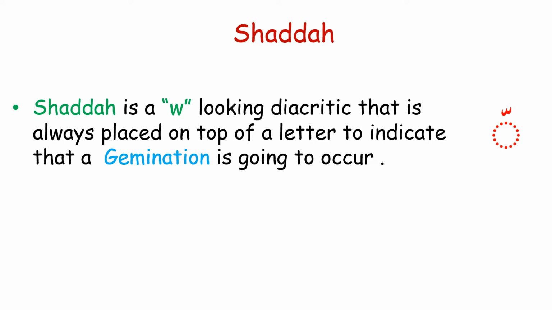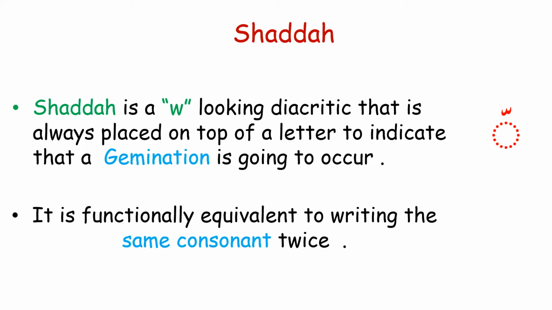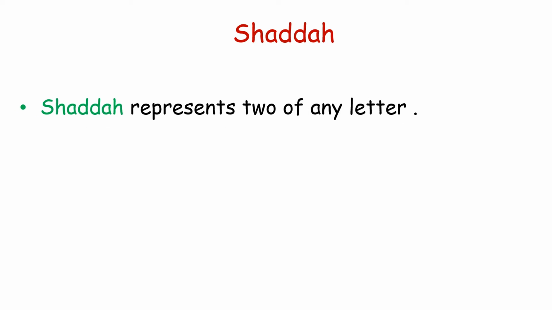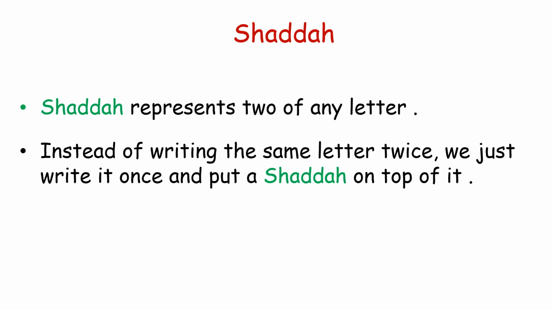So, Shaddah is a W-looking diacritic that is always placed on top of the letter to indicate that gemination is going to be taking place. It is functionally equivalent to writing the same consonant twice. In fact, Shaddah represents two of any letter. Be careful, it has to be the same letter. Instead of writing the same letter twice, we just write it once and put Shaddah on top of it.